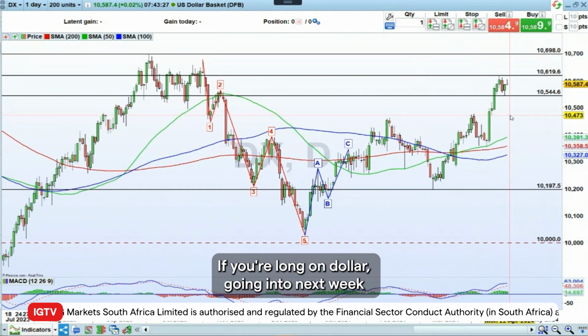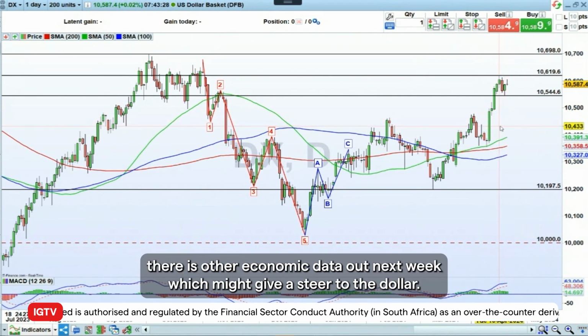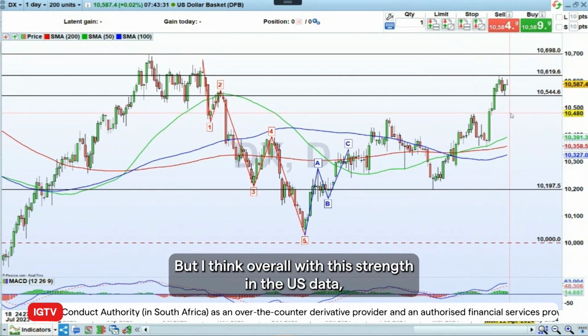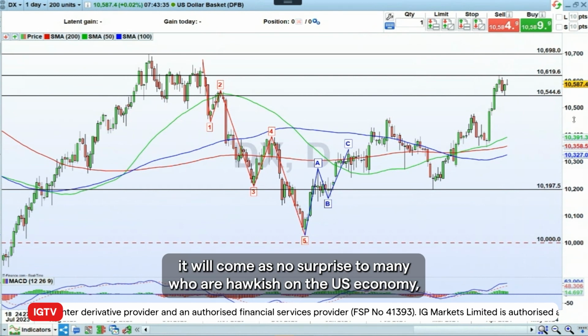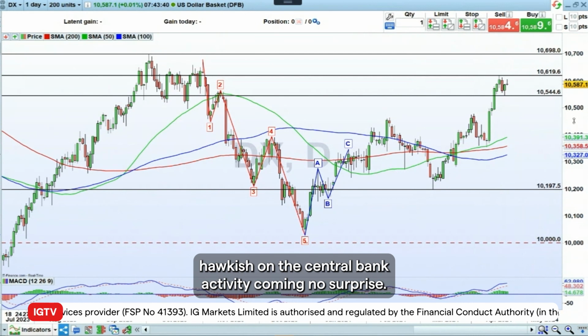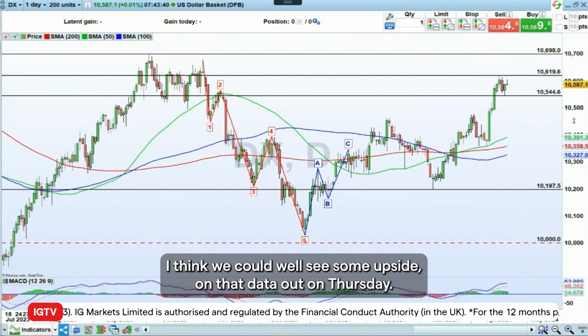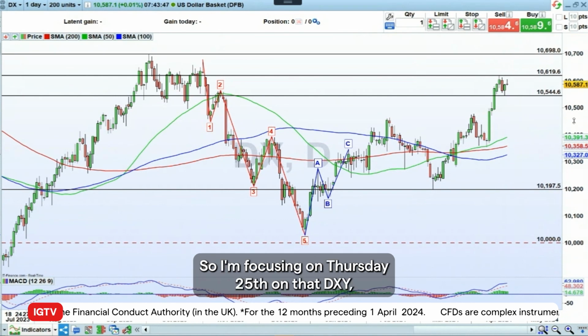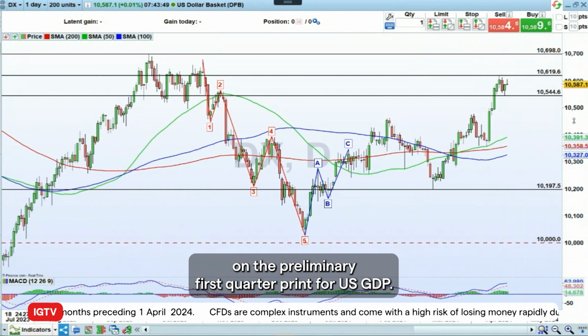If you're long on dollar going into next week, there is other economic data out next week which might give a steer to the dollar. But I think overall, with this strength in the US data, it will come as no surprise to many who are hawkish on the US economy, hawkish on the central bank activity. I think we could well see some upside on that data out on Thursday. So I'm focusing on Thursday, 25th, on that DXY, on the preliminary first quarter print for US GDP.